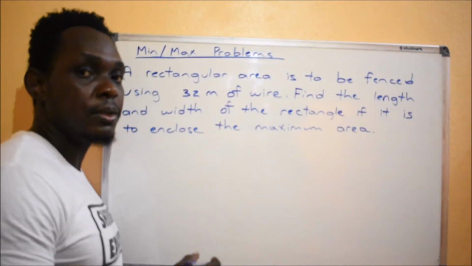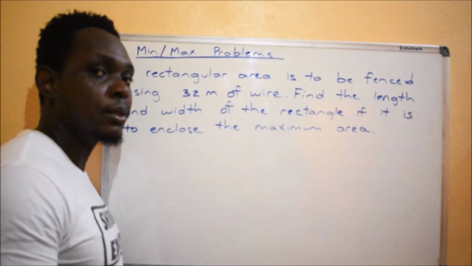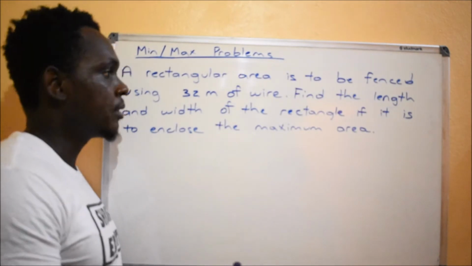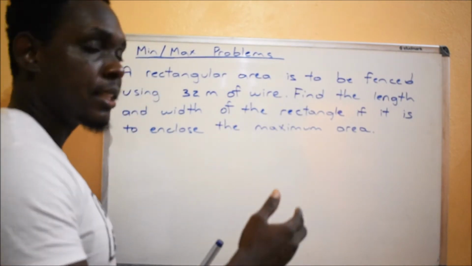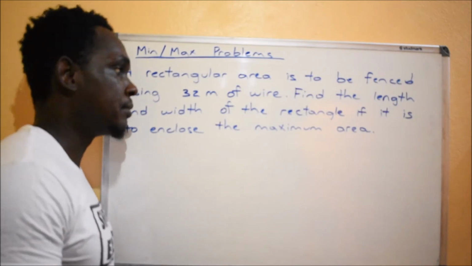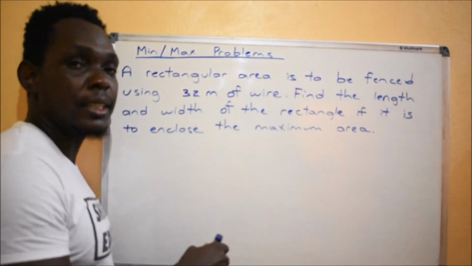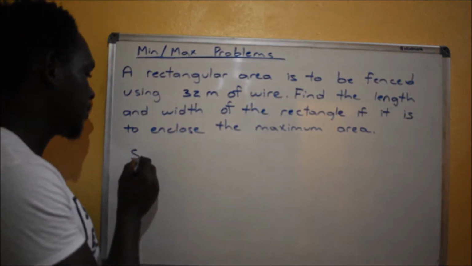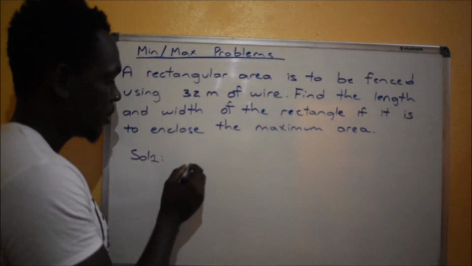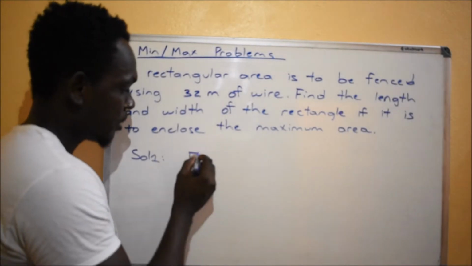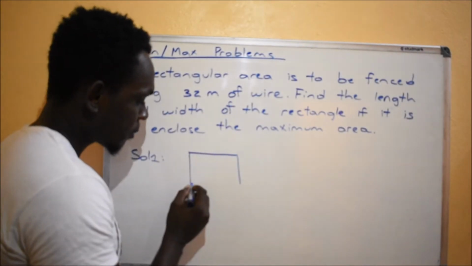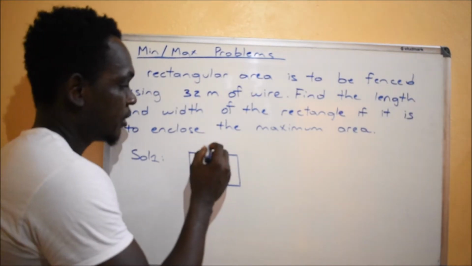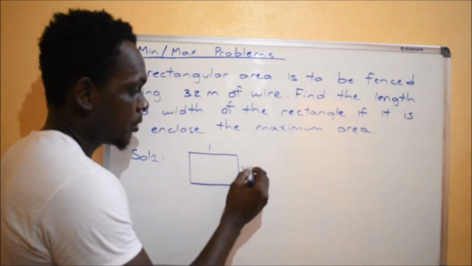The idea is the same. So what we need to do is differentiate and equate to 0. But what is it that we need to differentiate? So let's start by writing down what is given. Now we know we have a rectangular area, so let's sketch that area. Let's call our length L and width W.